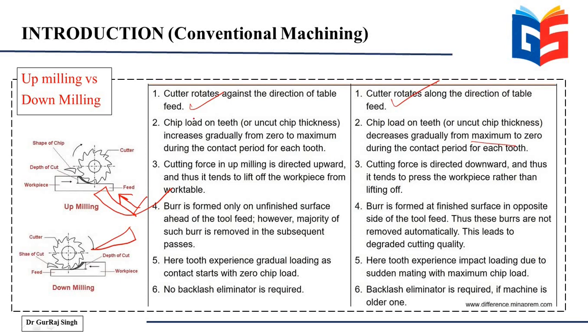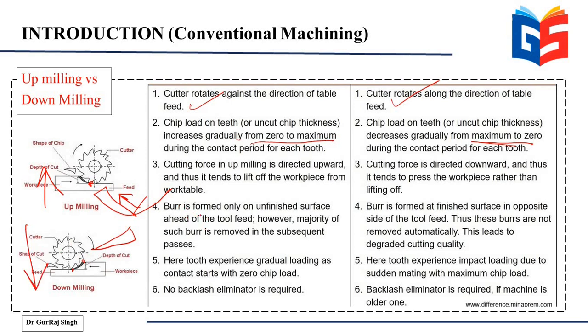So in this case, the chip load initially is minimum, and by the time it reaches here, it is maximum. Therefore, I've said that it is from 0 to maximum. But in this case, it is maximum here, and by the time the cutting ends, it is 0. So therefore, I've mentioned maximum to 0. Then, the cutting force in up milling is directed upwards. So in case of up milling, your cutting force is going to be in this direction, while in case of down milling, your cutting force is going to be directed downwards.